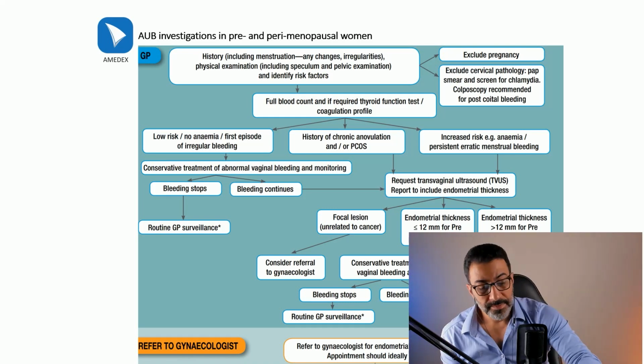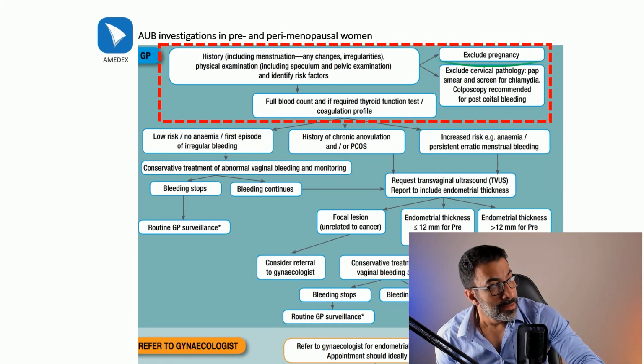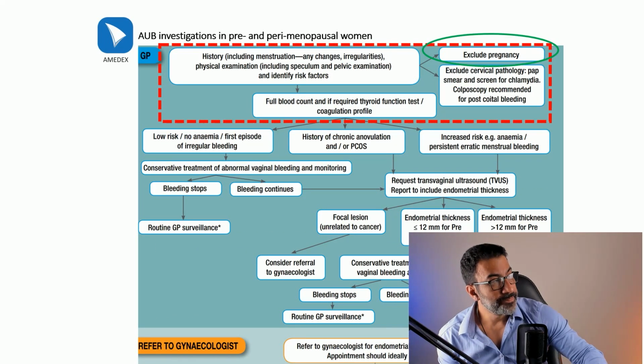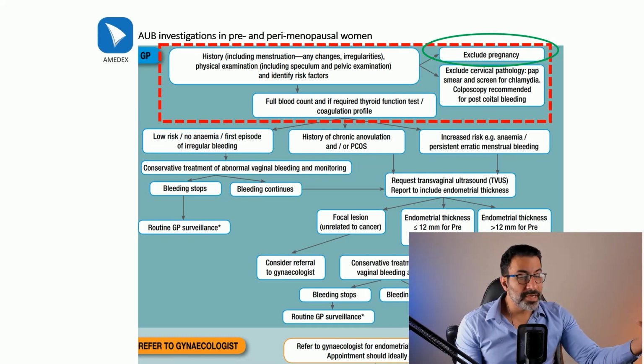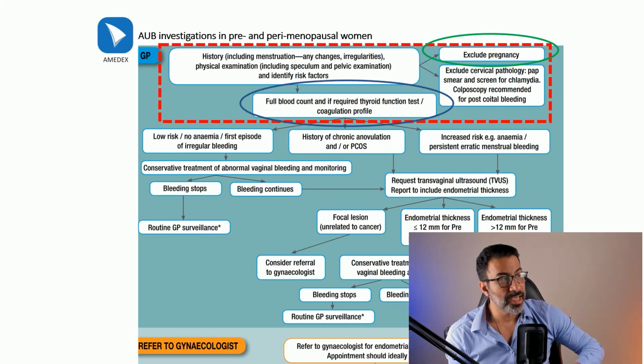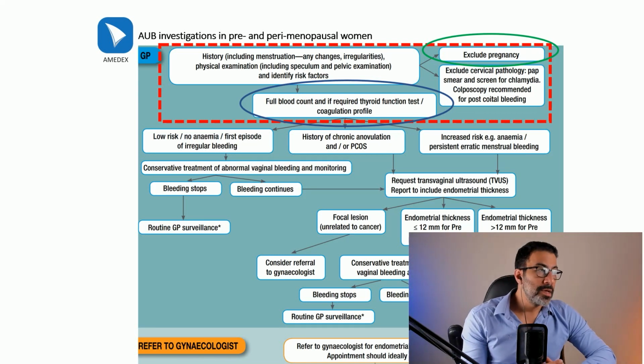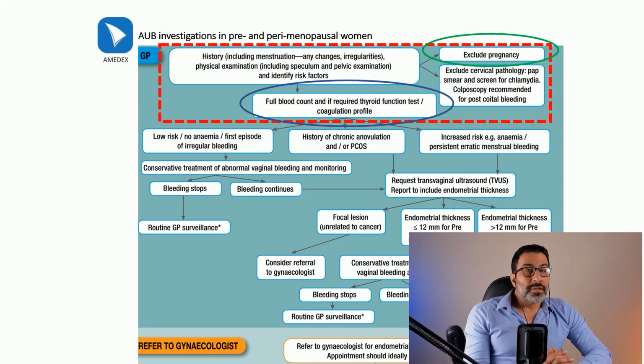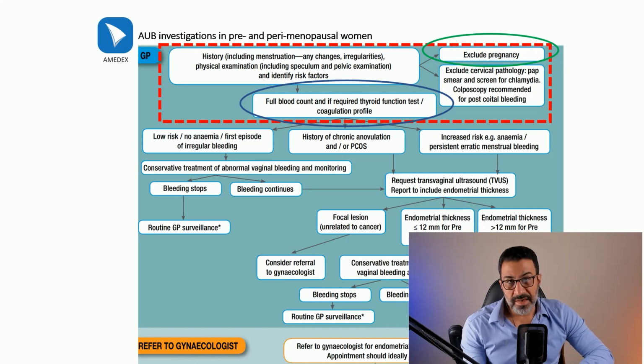What comes second? Second, after you excluded pregnancy, or if exclusion of pregnancy is not an option, the second most important option to consider is a full blood count or full blood examination. And we do that not only to exclude anemia, but also to check the platelet status, because low platelets might be the cause of this heavy bleeding.